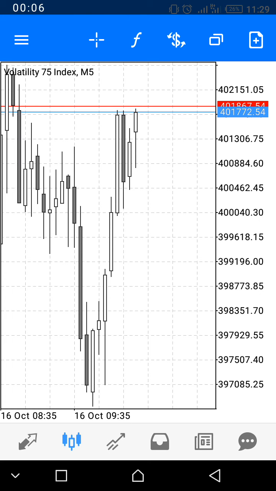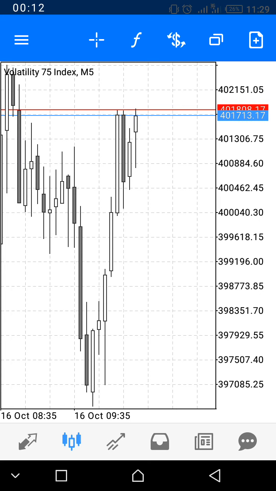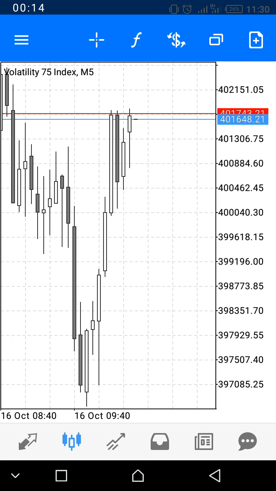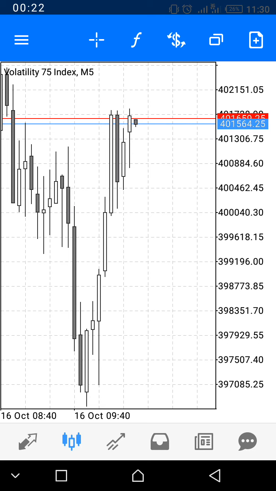Today I want to show you how to set up for volatility 75 index. So we'll start from scratch. This is a simple setup. Now the first thing is to change the candle color.